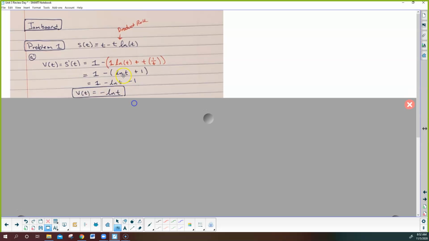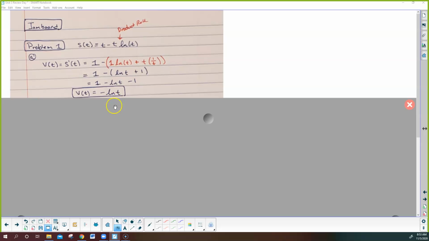But it's the product rule. So the derivative of the first times the second plus the original first times the derivative of the second, which is 1 over t. And then you've got some nice simplification. These reduce out, so I get 1. And then you have to distribute the negative to each piece, and then you end up having 1 minus ln of t minus 1, and the 1's reduce out. So the velocity equation is actually pretty friendly once you get through that product rule.